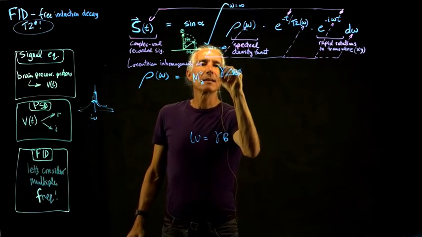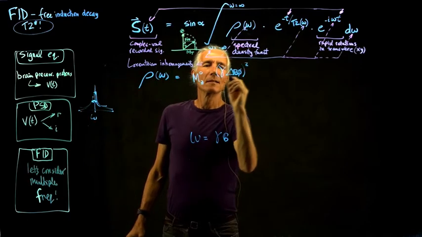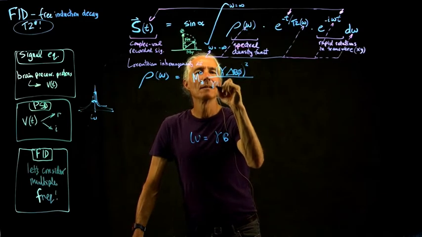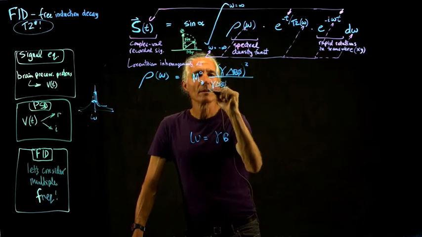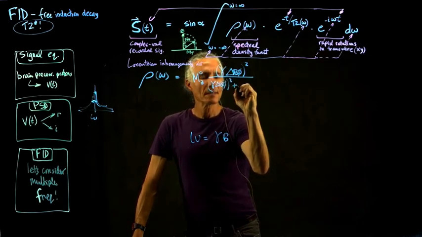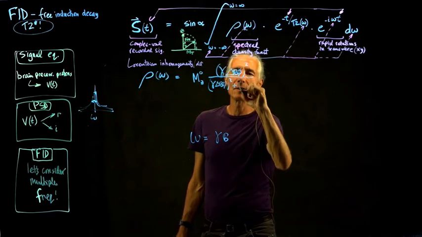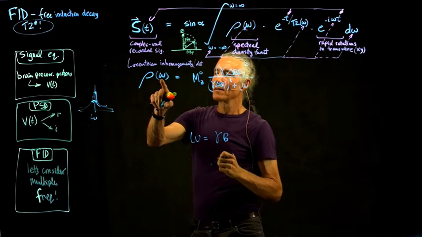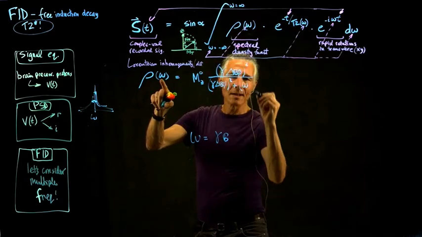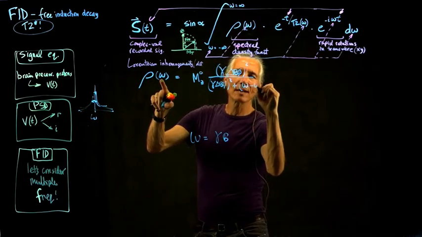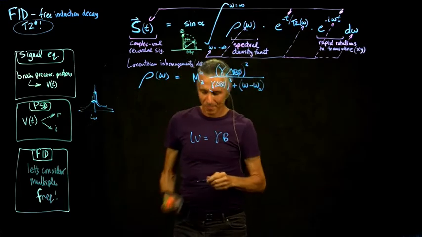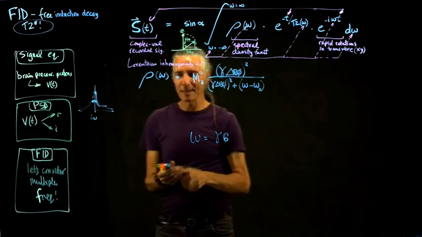So that thing is in the numerator squared, and then in the denominator we've got that thing again, squared again, plus our variable. The variable is this particular frequency, and we're subtracting off the center frequency. So that's our Lorentzian distribution.